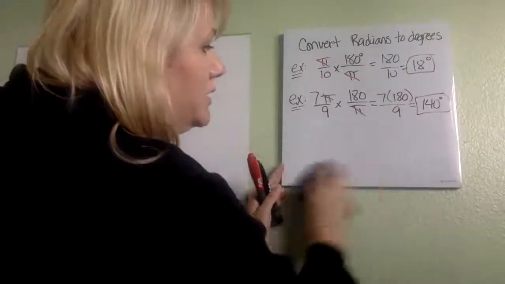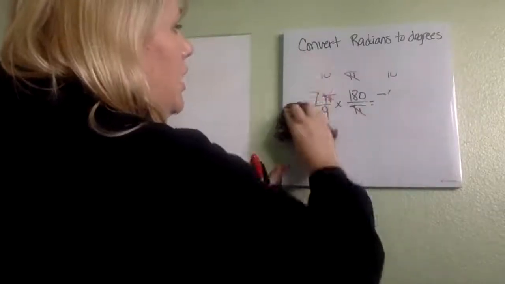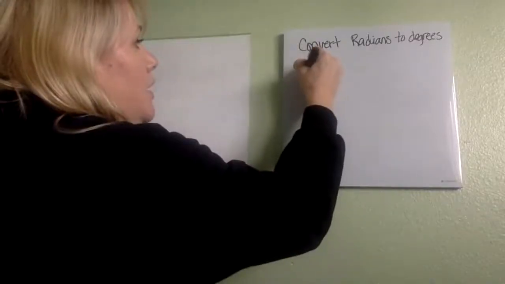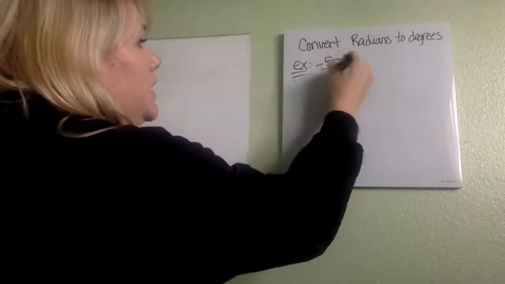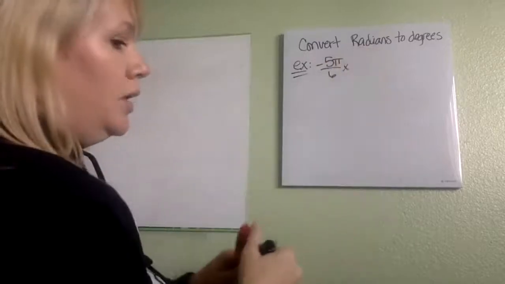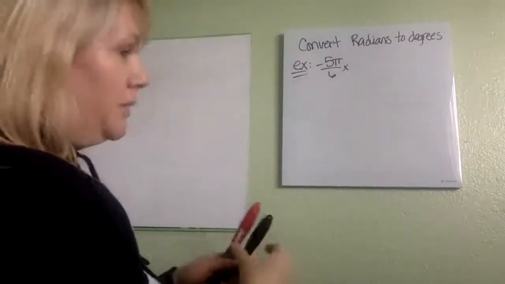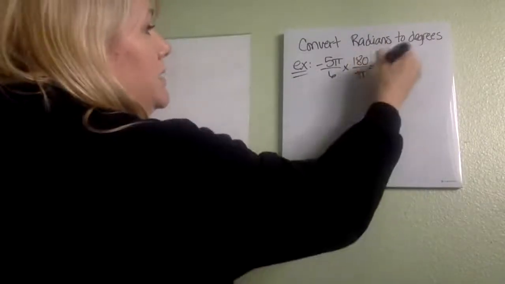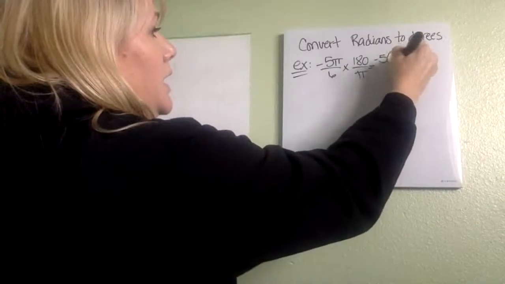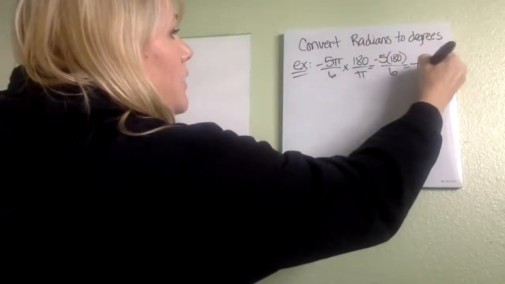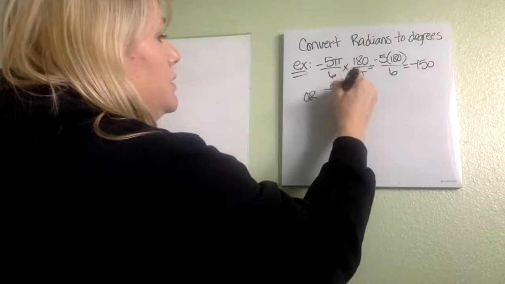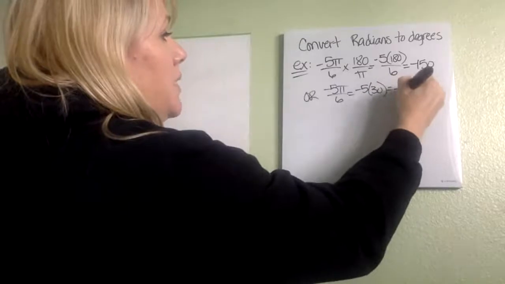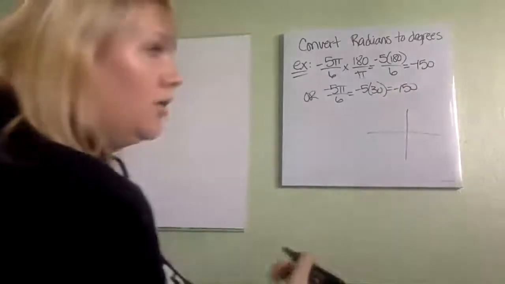We're going to go ahead and draw the next couple of angles along with figuring out their degree measurement. So if I'm given negative 5 pi over 6, and I multiply by 180 over pi, the pi's cancel, and I have negative 5 times 180 divided by 6, which is negative 150. If you do the shortcut, pi over 6 is the same as 30, and you end up with the same answer, negative 150.